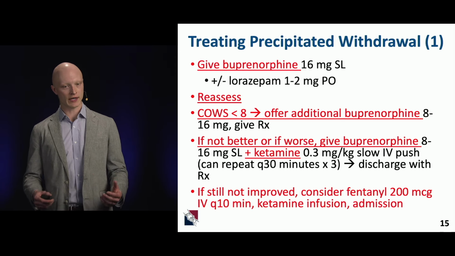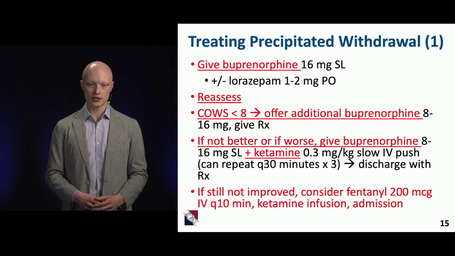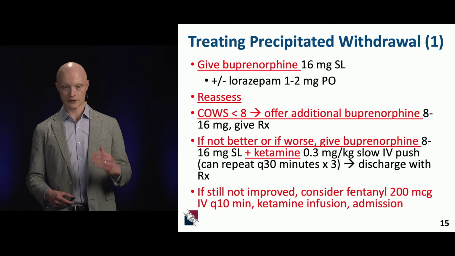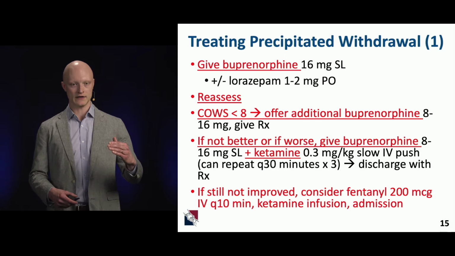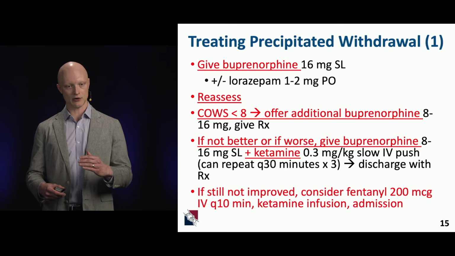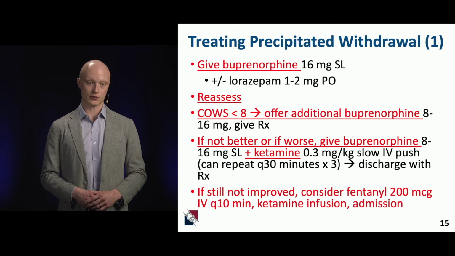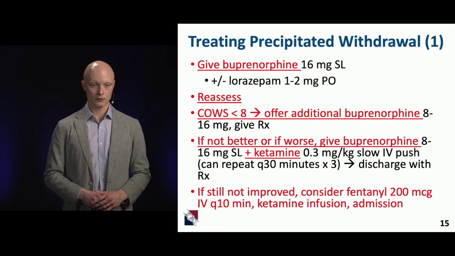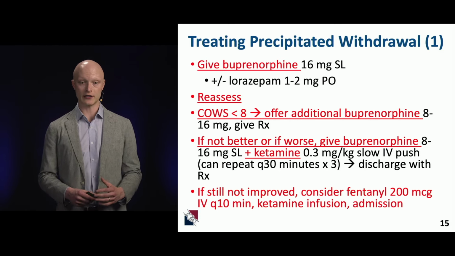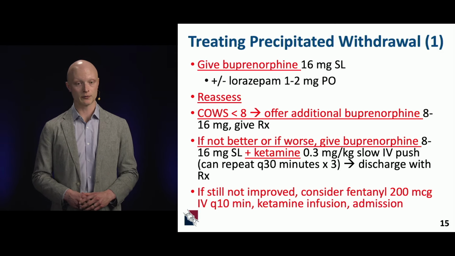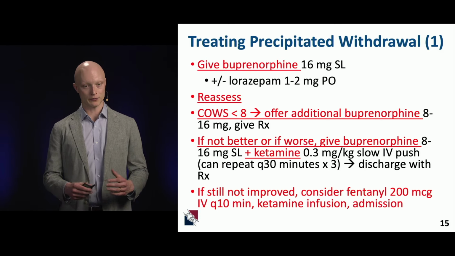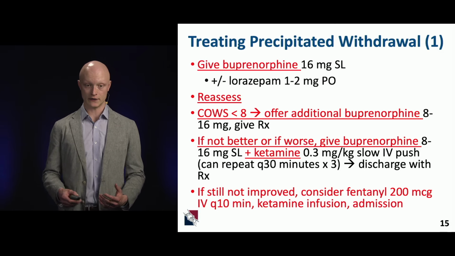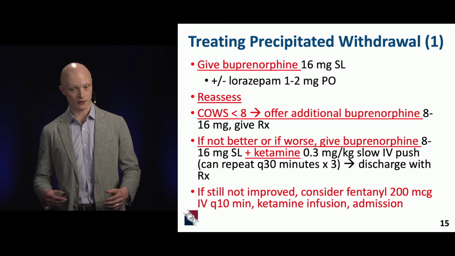But if they're still not better, or if they're worse, you should give yet another dose of buprenorphine. So that would then be the third dose: the initial dose, the first rescue dose, and now our second rescue dose to treat precipitated withdrawal. You can also combine that with ketamine, which in several trials has been shown to be very effective and synergistic with buprenorphine. If they're improved after that, you can discharge the patient home with a prescription for buprenorphine and naloxone or Suboxone.